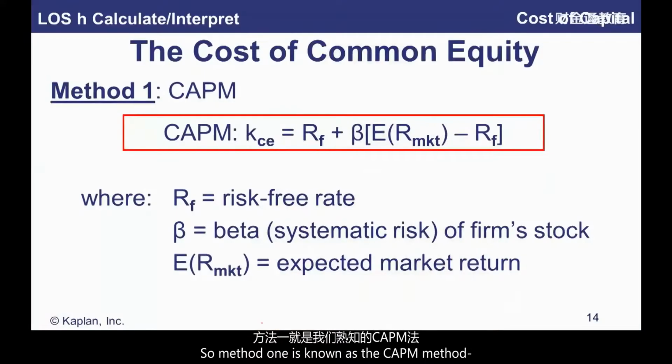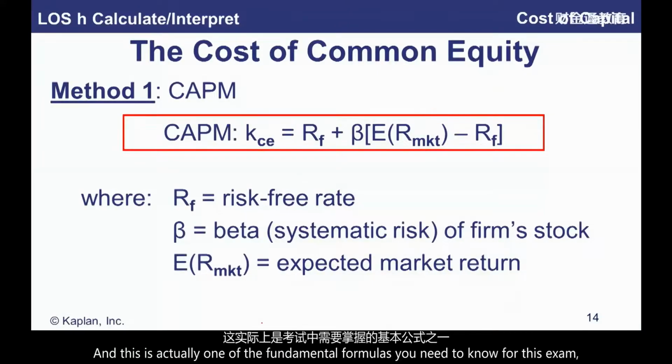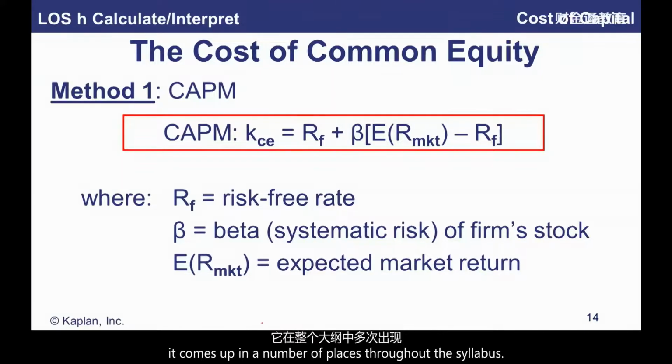So method 1 is known as the CAPM method, capital asset pricing model. And this is actually one of the fundamental formulas that you need to know for this exam. It comes up in a number of places throughout the syllabus, and therefore the chances are you're going to see it on the day of the exam. So I would make sure I know this formula.